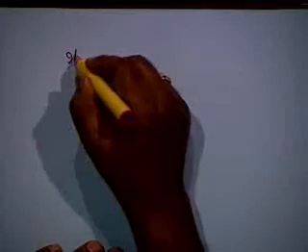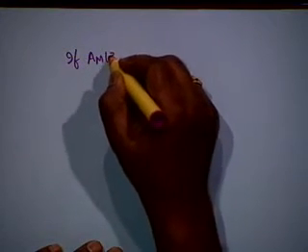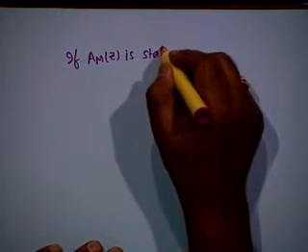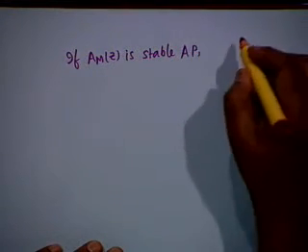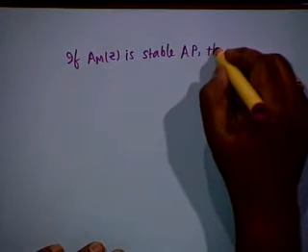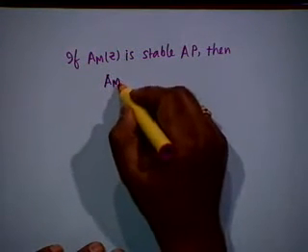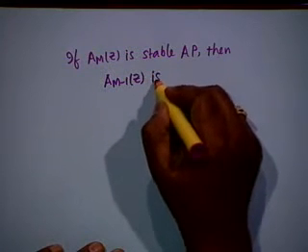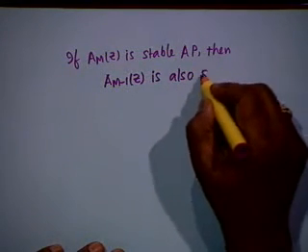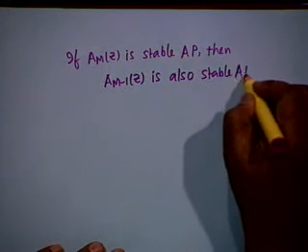In other words, we have proved that if A_{M-1}, the derived function, is stable, then the original function must also be stable. So, we now state the core of the test. That is, it says that if A_M(z) is stable all pass, then A_{M-1}(z) is also stable all pass.